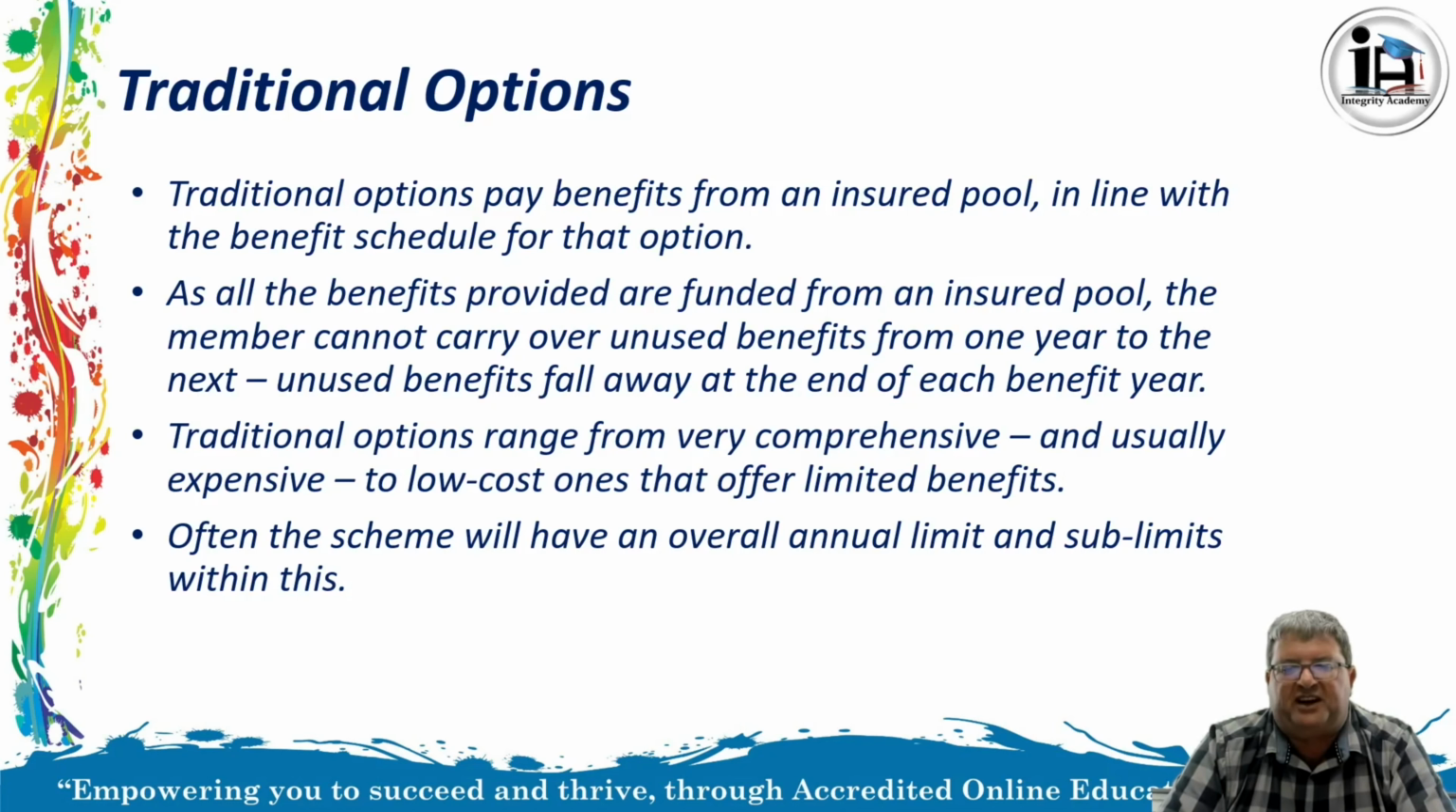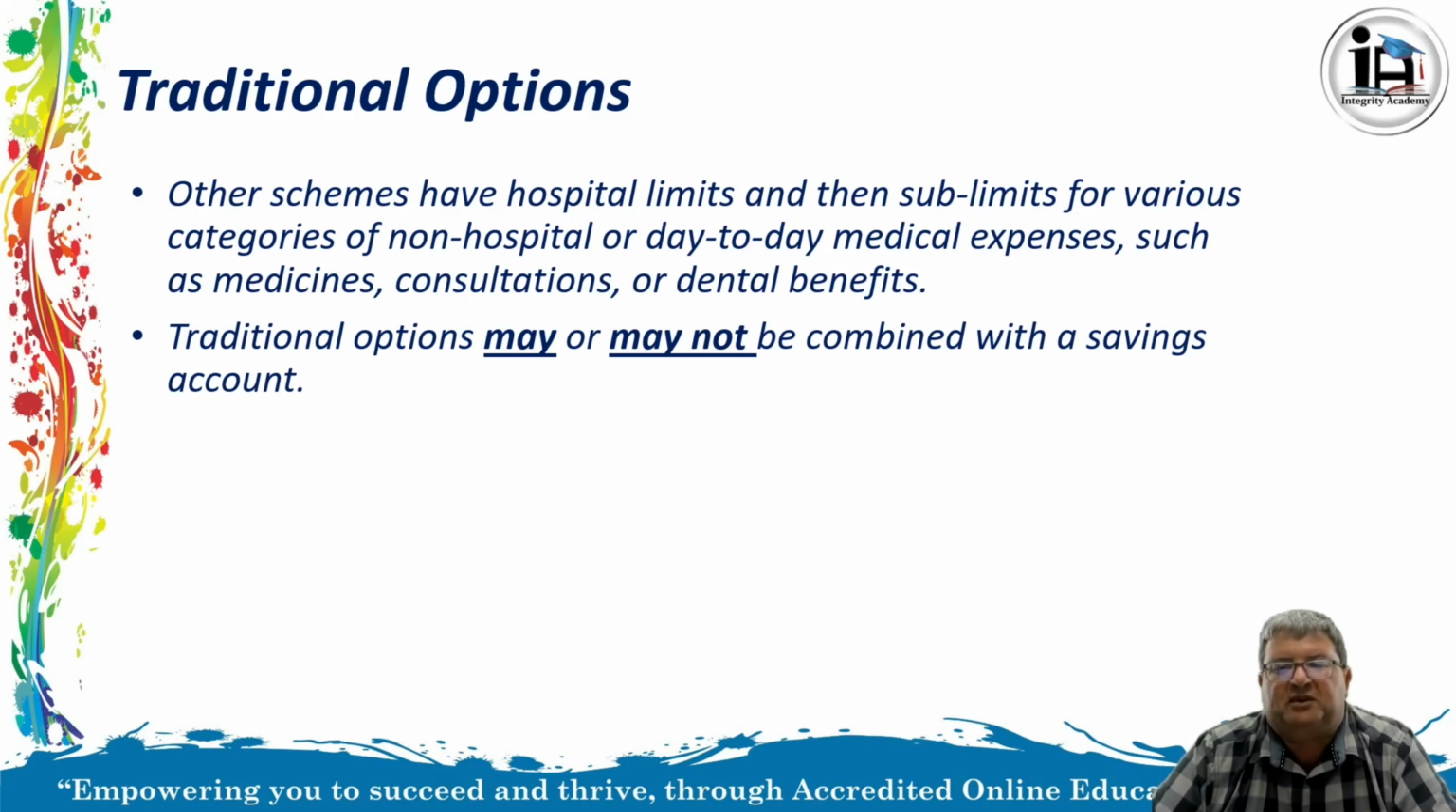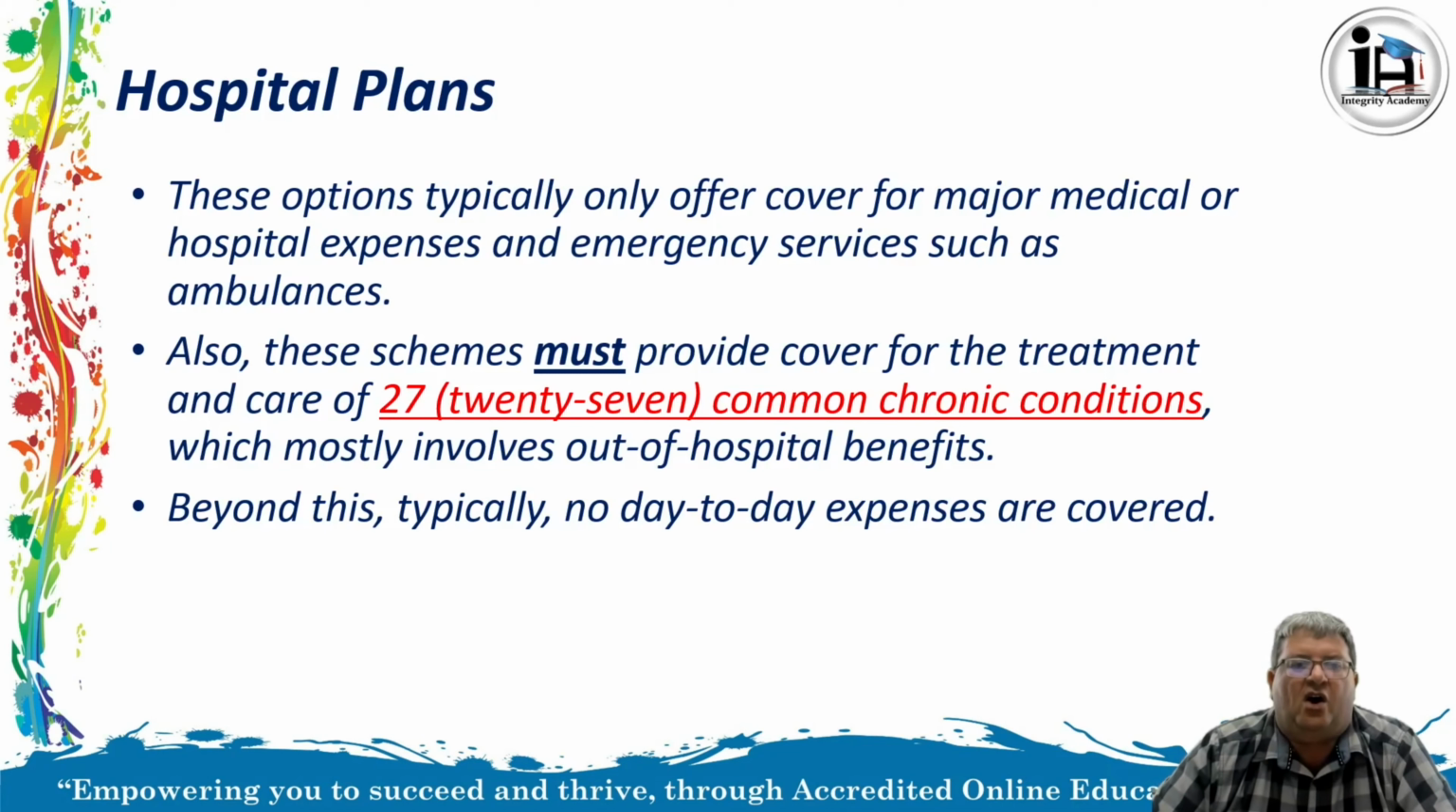Traditional options range from very comprehensive and usually expensive to low-cost ones that offer limited benefits. Often the scheme will have an overall annual limit and sub-limits within this. Other schemes have hospital limits and then sub-limits for various categories of non-hospital or day-to-day medical expenses, such as medicines, consultations, or dental benefits. Traditional options may or may not be combined with a savings account. It all depends.